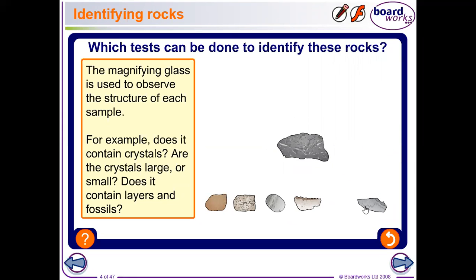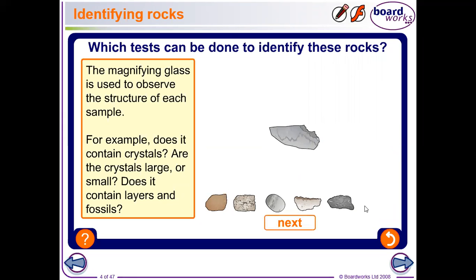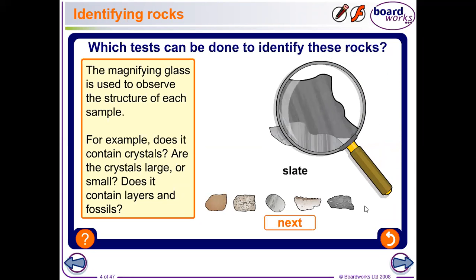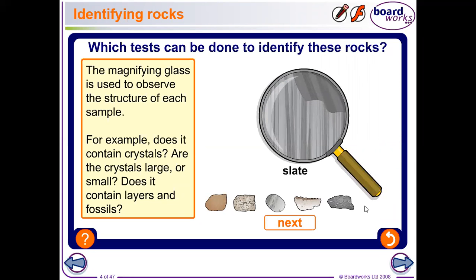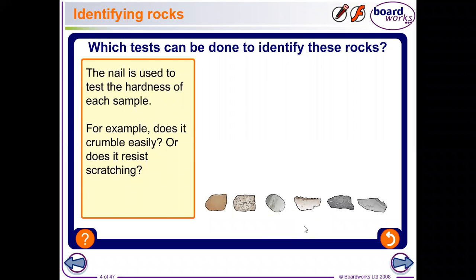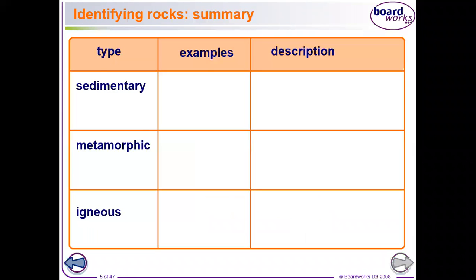That's good. So you can see now some of them contain crystals, others don't. This is slate. Slate is metamorphic. Yes, it's metamorphic. Well done. It feels smooth. It's easy to cut into sheets, and that's why they use it for making roofs.